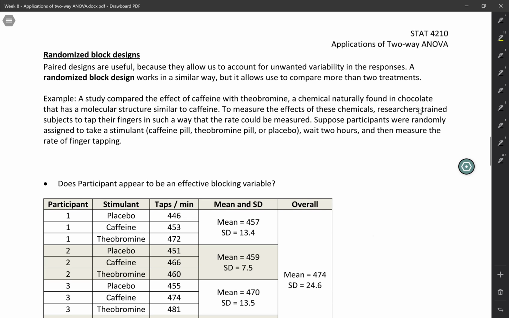Earlier we saw that paired designs are useful because they allow us to account for unwanted variability in the response. In this video we're going to talk about a randomized block design, which works in a similar way, but the benefit is that it allows us to compare more than two treatments.